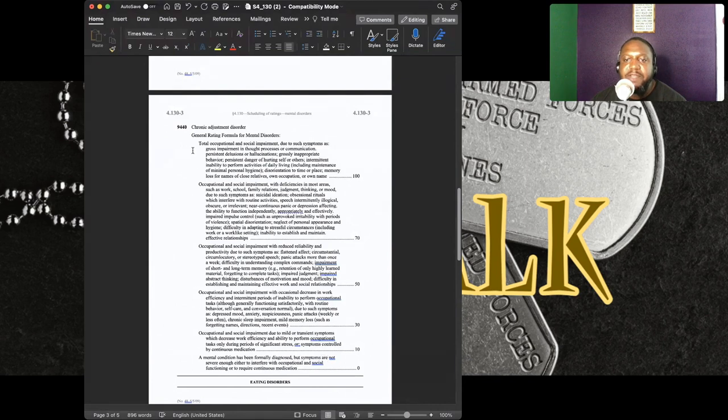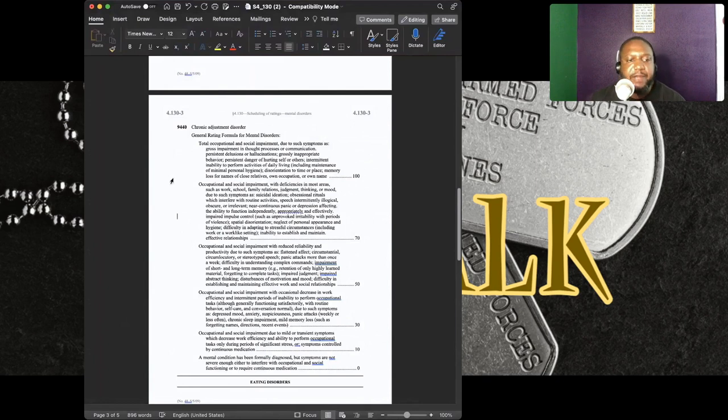Now we can go up here and see why those veterans get rated at 100%. Because they say: total occupational and social impairment due to such symptoms as gross impairment in thought processes or communication, persistent delusions or hallucinations, grossly inappropriate behavior, persistent danger of hurting self or others, intermittent inability to perform activities of daily living, including maintenance of minimal personal hygiene, disorientation to time or place, memory loss for names of close relatives, own occupation, or own name.